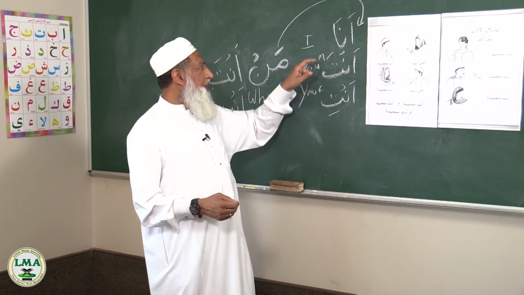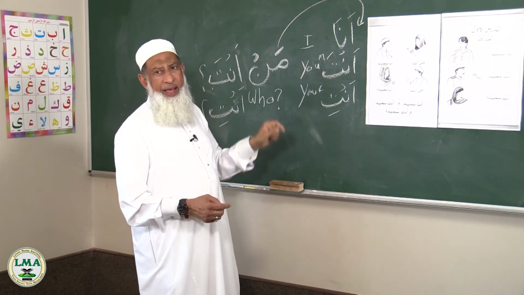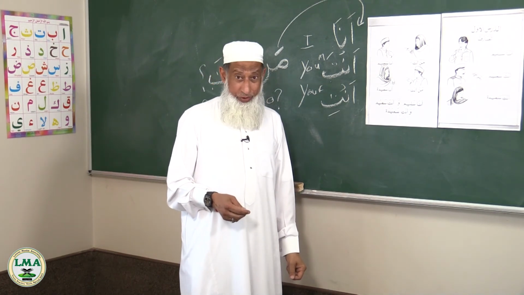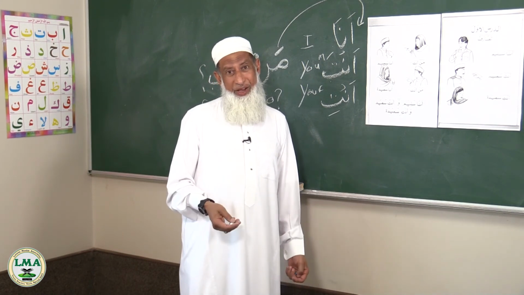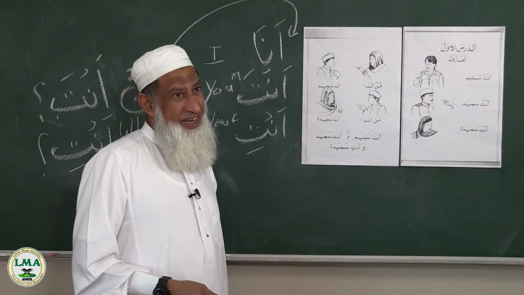So now we've got four words: ana, anta, anti, and man. That wraps up our second lesson, where we learned three words and one question word, which we can start communicating with. At home, we can have a little discussion on this, and that would be very interesting.